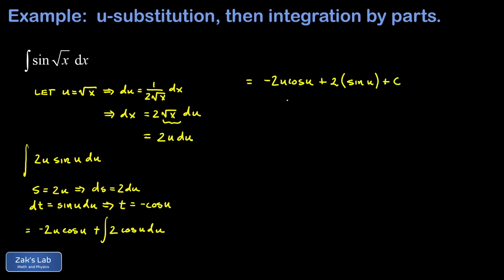Now this integral isn't done because we still need to replace u back in terms of x. And u is just the square root of x, so I get negative 2 square root of x cosine of the square root of x plus 2 times the sine of the square root of x plus c, and that's it.